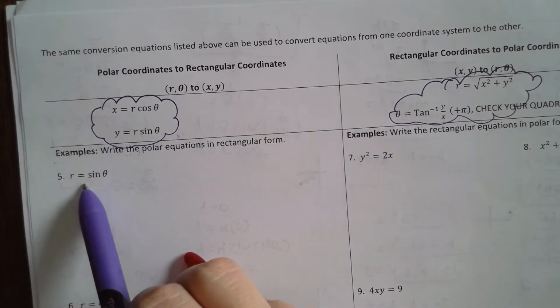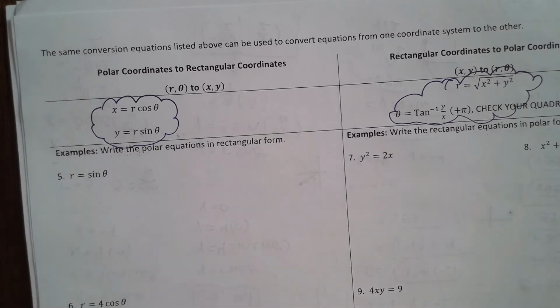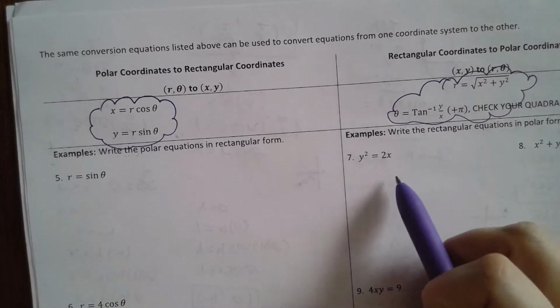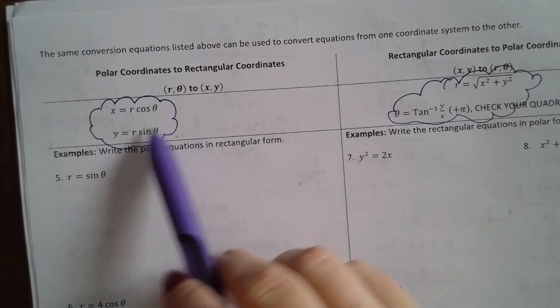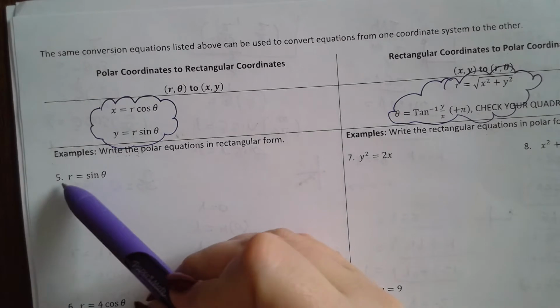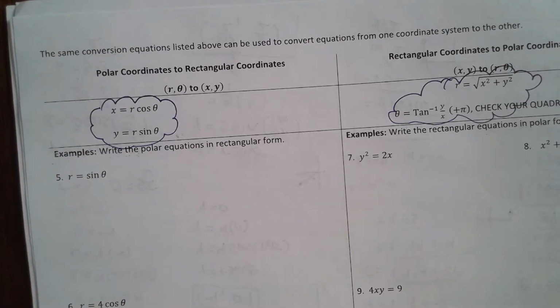Okay, these are also equations. We're going to learn how to graph these on our next lesson, but for now we're going to talk about how we convert them. So what would this equivalent be in the rectangular form? We're going to have to use our formulas again to help us convert. So in this first problem we've got r equals sine of theta.